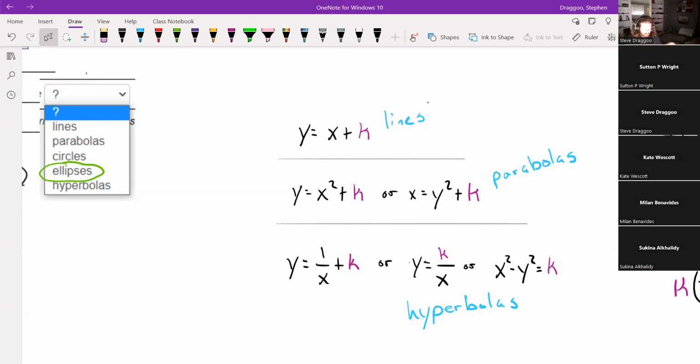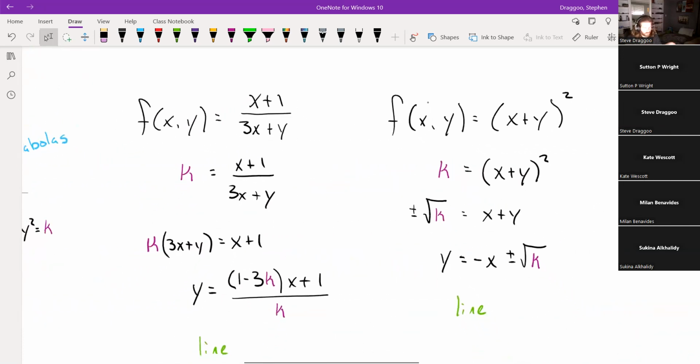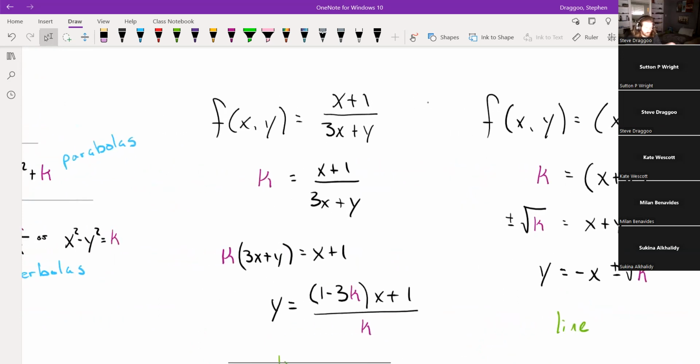Ellipses are the 3 dots. I'm having a day.